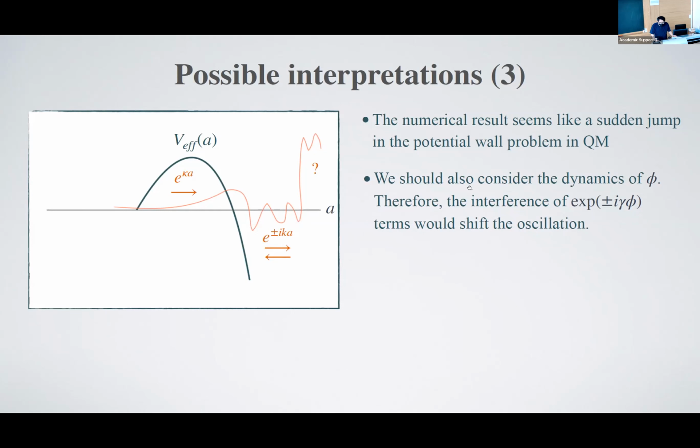However, we should also consider the dynamics of pi. This is actually not a one-dimensional problem, so we should think about another direction, pi. Therefore, we guess that the interference of the pi direction oscillation comes with the shifted oscillation.